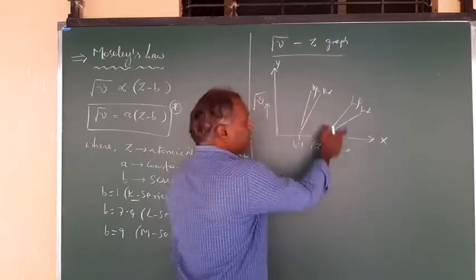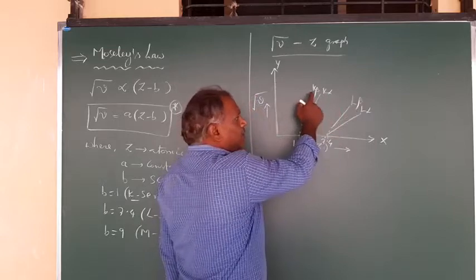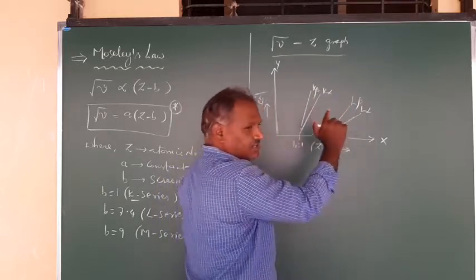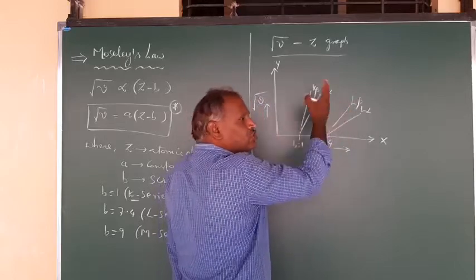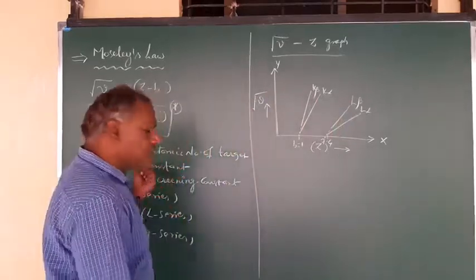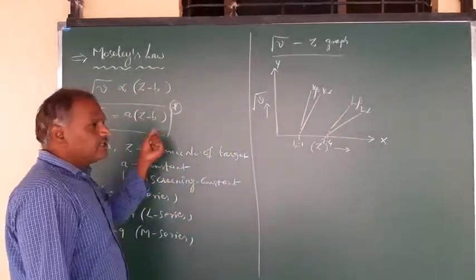The slope of K beta is greater than K alpha. The slope of K alpha is greater than the L series. For the L series, the slopes will be less compared to the K series. That type of observation we can see by calculating the slopes also.